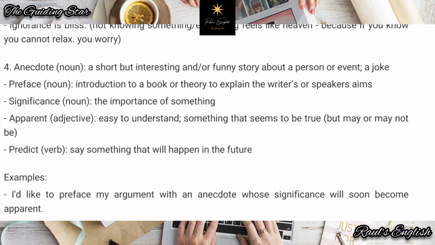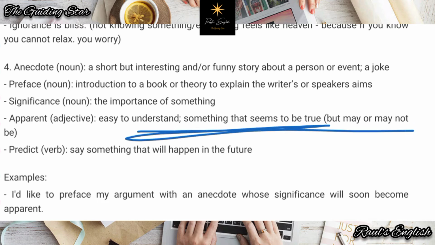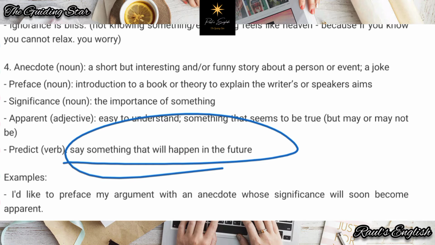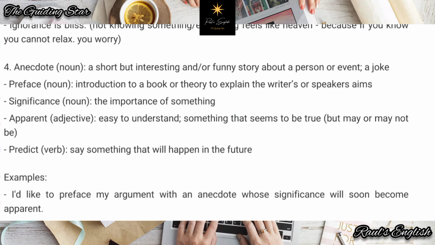Significance is the importance of something in something else, in some matter or in some issue. What's the significance? That's a noun. Apparent is an adjective, easy to understand, something that seems to be true, but it may or may not be true, but it seems to be that way. Okay, and predict is a verb, say something that will happen in the future. Alright, let's go on to the examples.